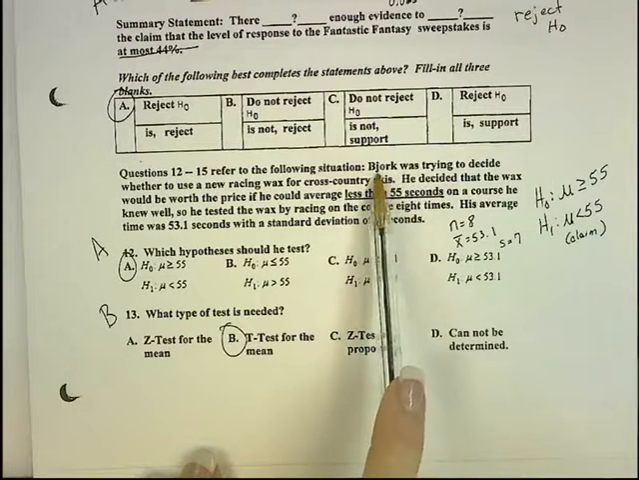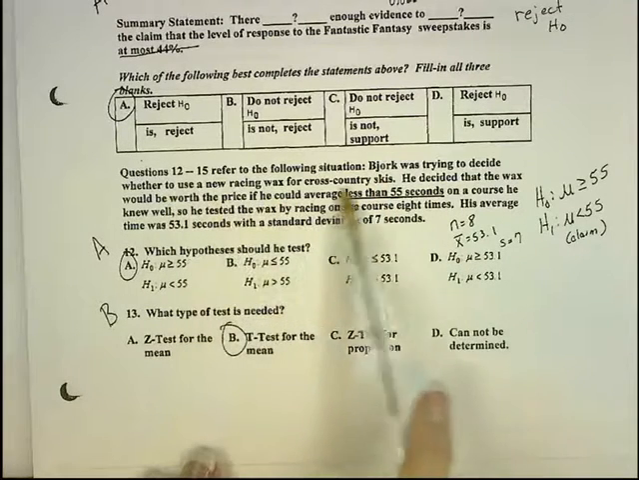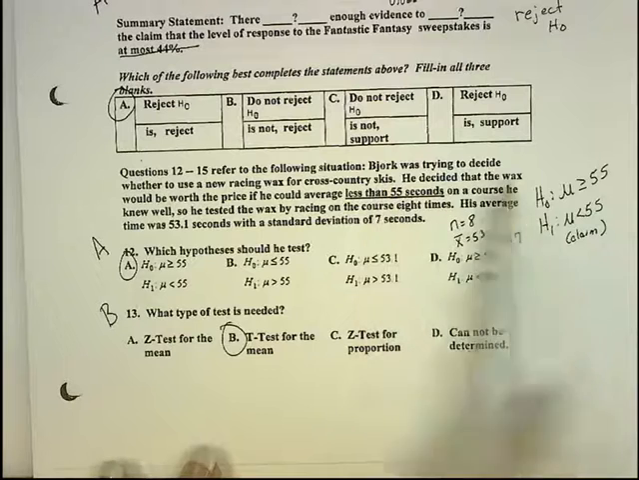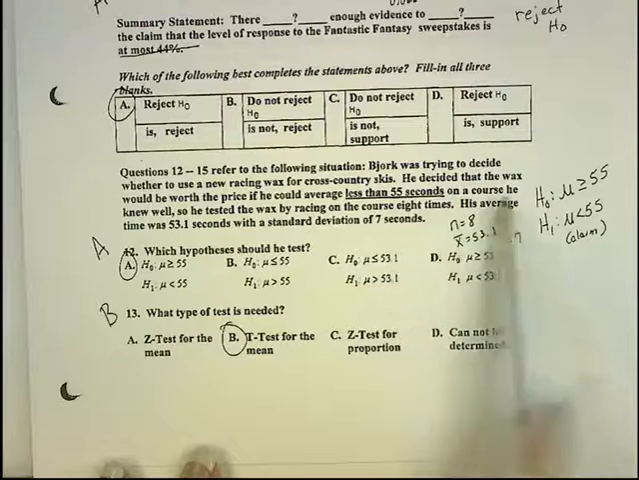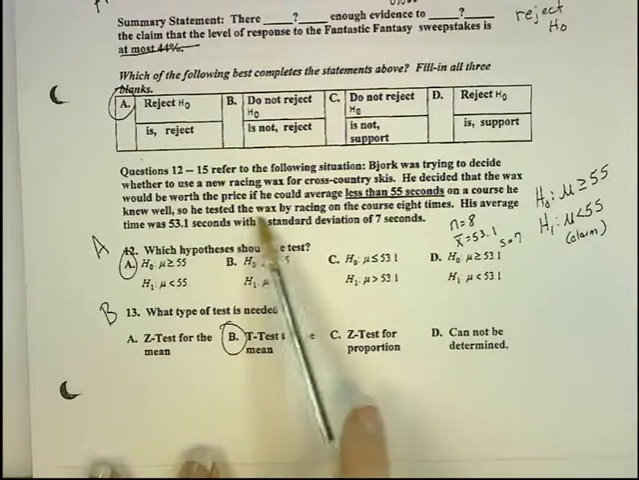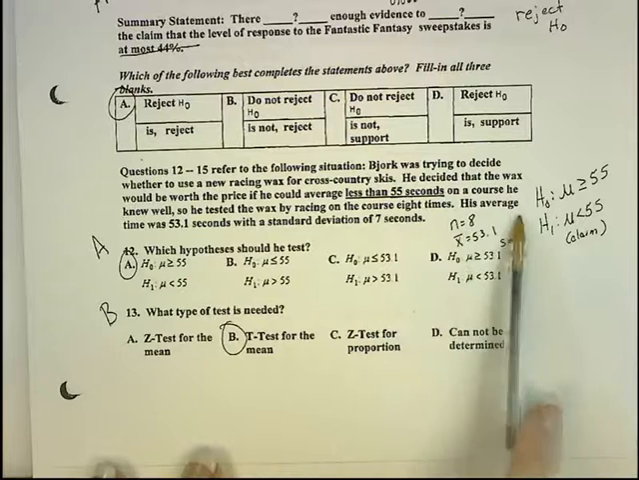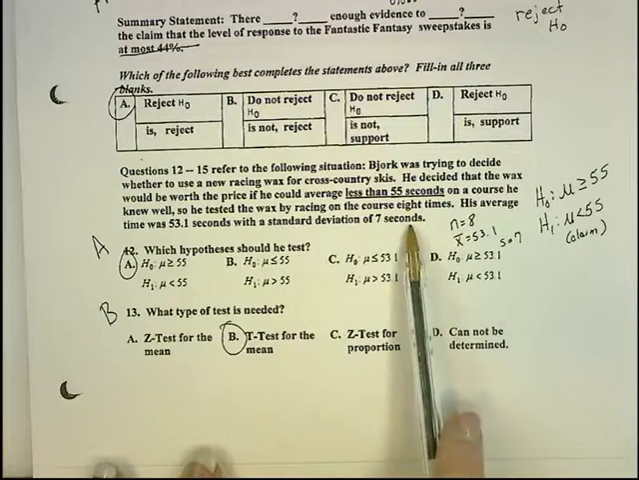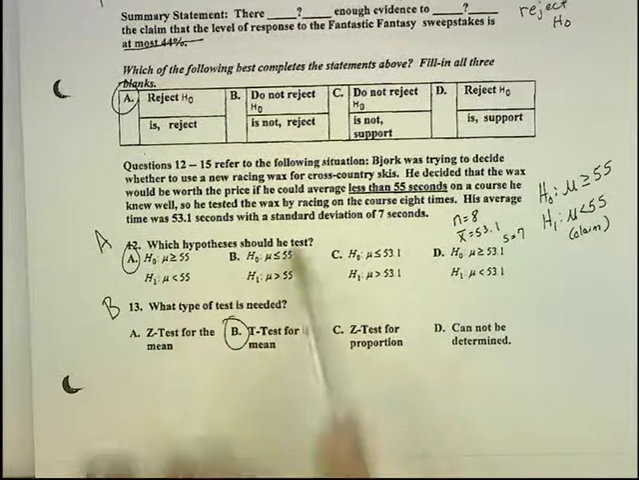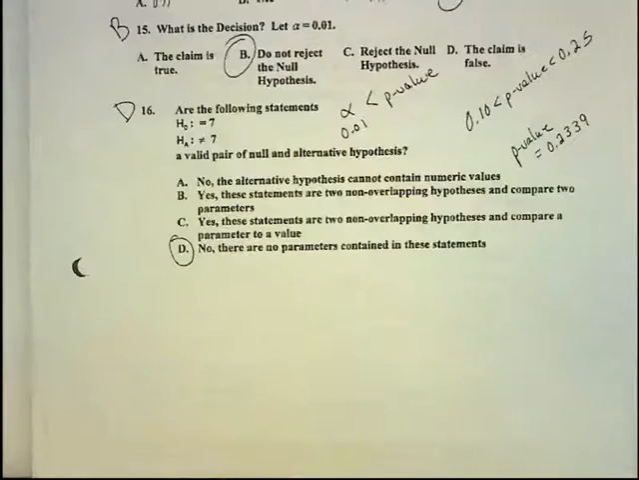Okay, I do not know how to pronounce the name. I'm just going to say B was trying to decide whether to use a new racing wax for cross-country skis. He decided that the wax would be worth the price if he could average less than 55 seconds on a course he knew well. So he tested the wax by racing on the course 8 different times. His average time was 53.1 seconds with a standard deviation of 7 seconds. What is the hypothesis being tested? What type of test is needed? Calculate the test statistic. What is the decision?